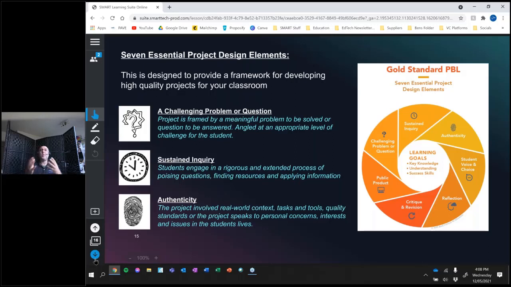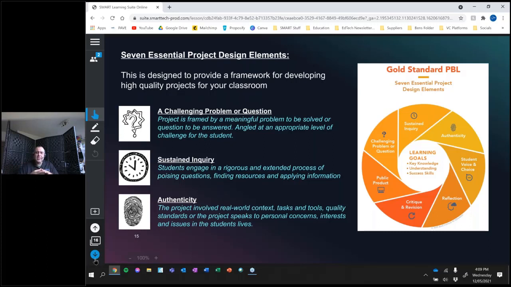So some students don't bite off more than they can chew, and also some students take a bit of a relaxed approach. So a challenging problem or question is the first part that's really important for your design element. The second is it's about sustained inquiry. Students engage in the rigorous and extended process of posing questions, finding resources and applying information. So it needs to be something that they can spread out over time, okay?